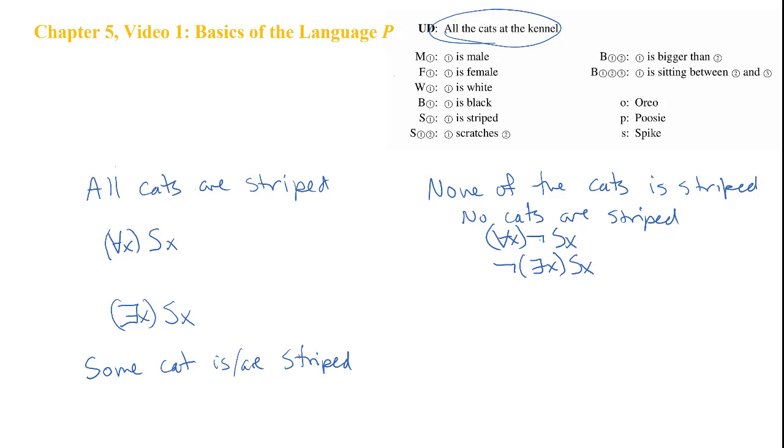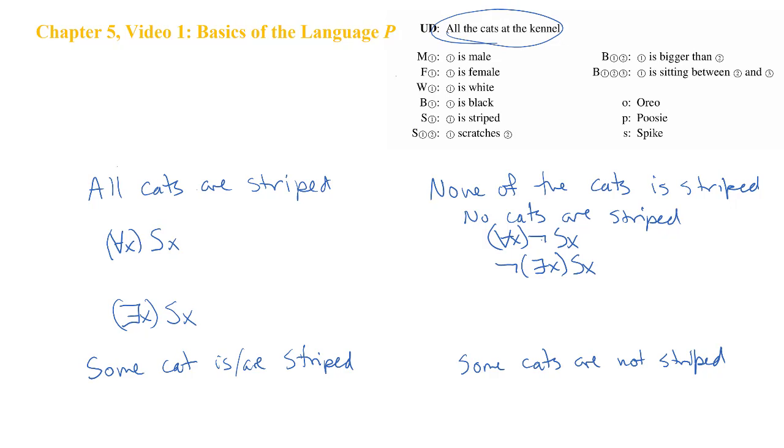Let's see one last example in this group. Some cats are not striped. This is similar to the one above, but the negation is going to be differently located. We can write there's at least one x such that x is not striped, and we get some cats are not striped.